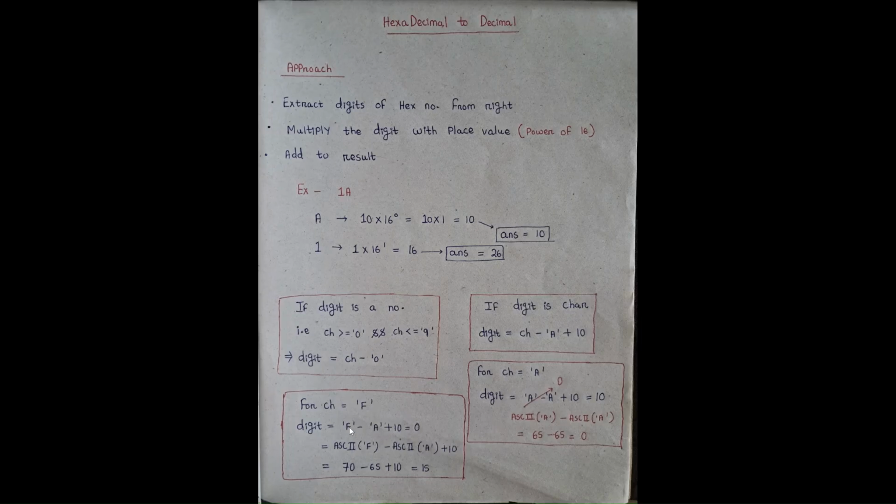So when we get the F character, we subtract it from the ASCII value of capital A. That gives us 70 minus 65, which is equal to 5. But we need to add 10 to it, because the 15th value is the one in the hexadecimal system that refers to capital letter F rather than 5. So that's why we need to add this 10 over here.